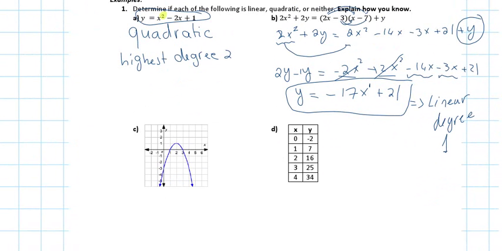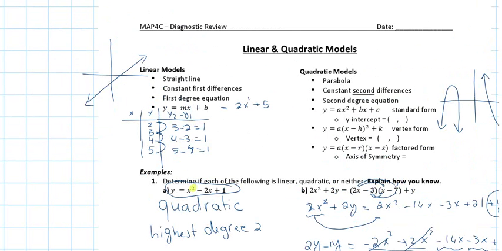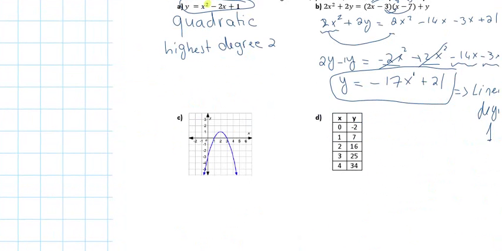For C, I have a graph. What shape is the graph? It's a parabola. And we said that parabolas are the shape of which function? Linear function or quadratic? So quadratic, right? So right away, by looking at the graph, I know it's a parabola shape.